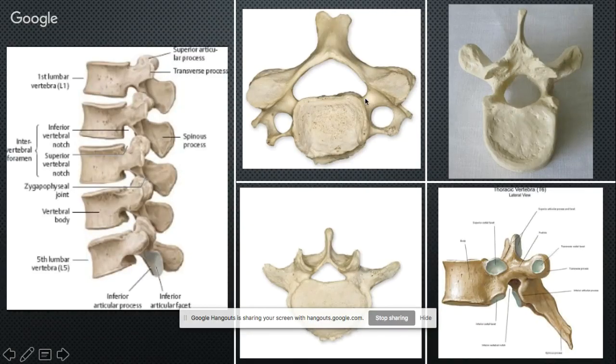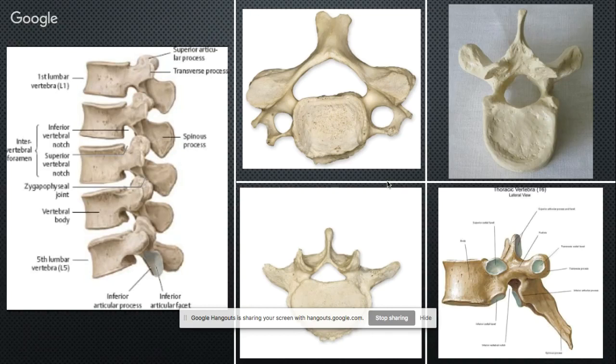So just general structures of the vertebrae, we'll go over those now. This is the body here. And you'll notice the difference in size between this thoracic, this cervical vertebrae, and the lumbar vertebrae, the lumbar being the biggest and like the thickest and widest.